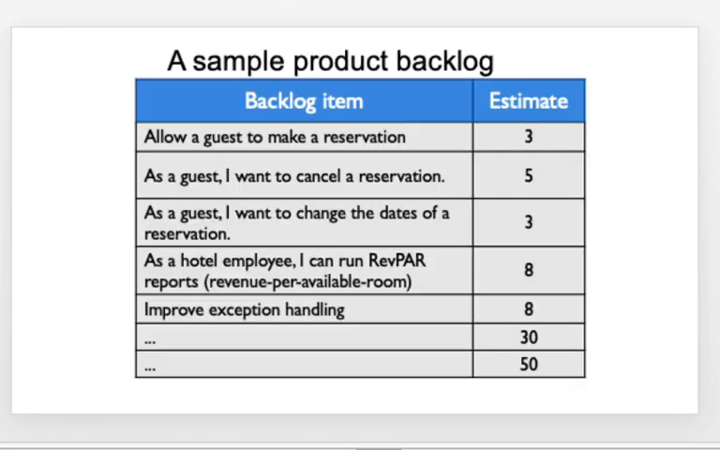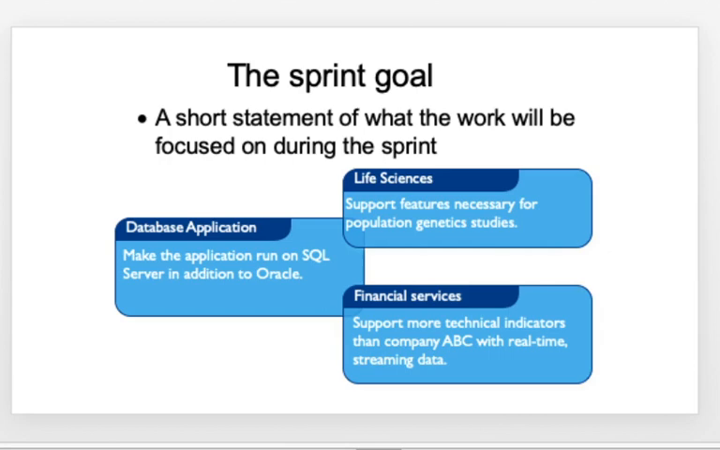So this is a sample product backlog that you could see, where there are certain backlog items and the estimates given. Then the sprint goal is a short statement of what the work will be focused on during the sprint. For example, you can say make the application run on SQL Server in addition to Oracle. Something like this could be a sprint goal.